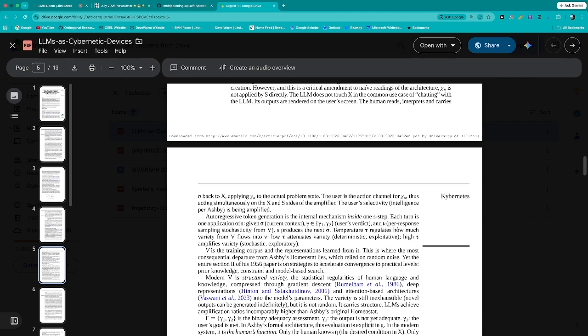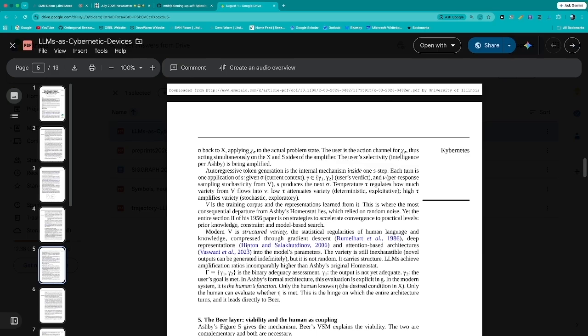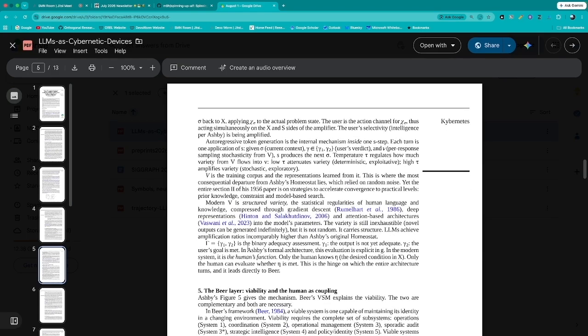Temperature tau regulates how much variety from V flows into small v. Low tau attenuates variety. High tau amplifies variety. So when we're talking about amplification or attenuation, we're talking about the variety. We might be exploratory, we might be exploitative, we might have a deterministic system, we might have a stochastic system. If we have a stochastic system, we need to amplify variety.